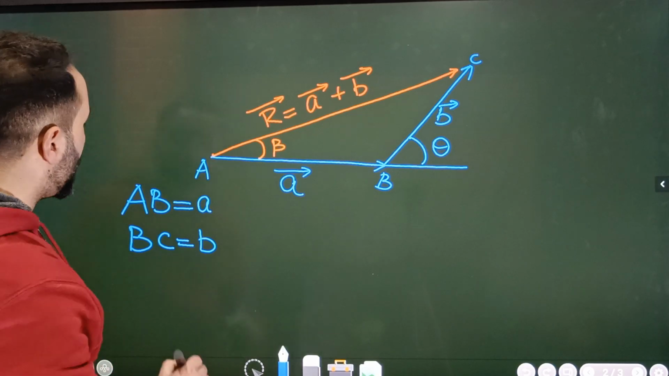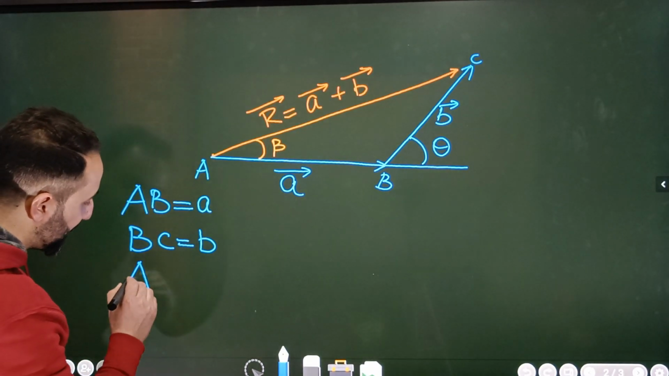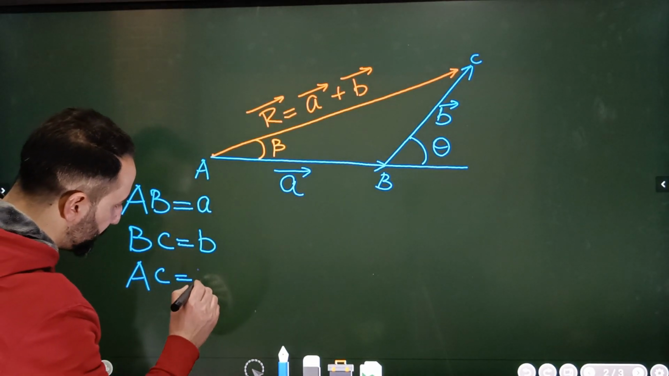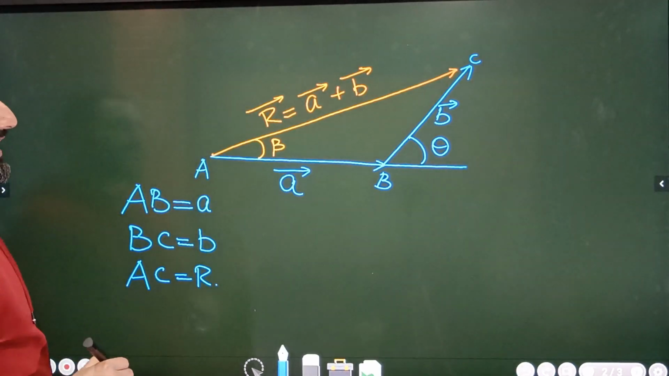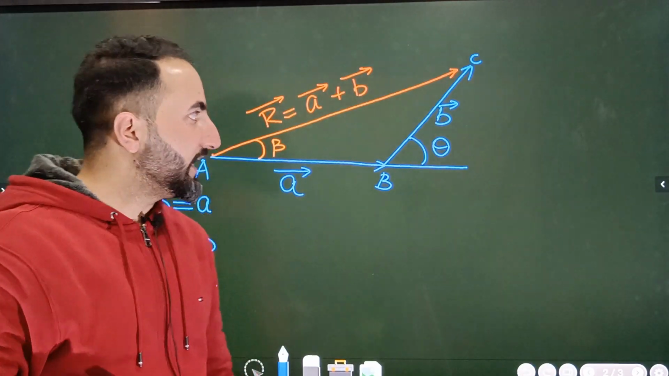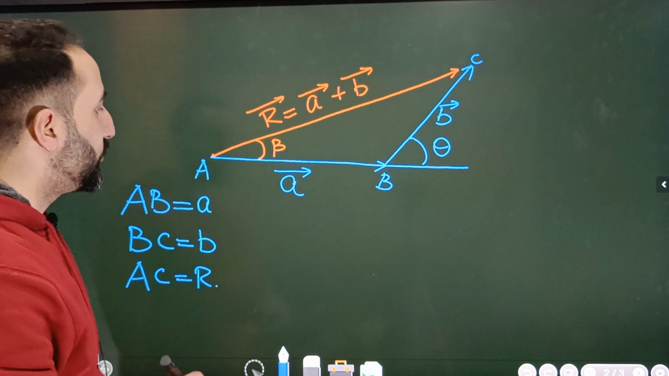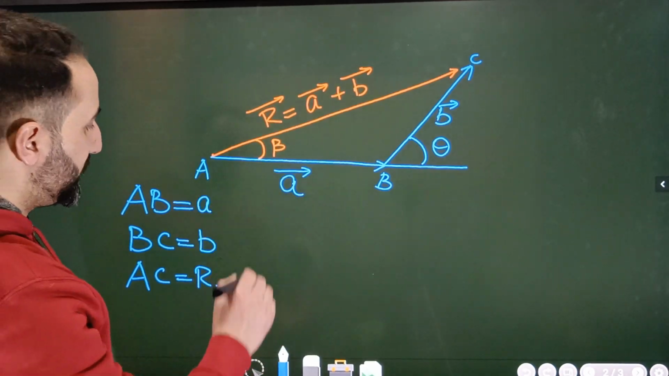Then what about AC? AC can be written like this, AC is equal to R. What is AC equal to, beta? AC is simply equal to R. All right? Okay.